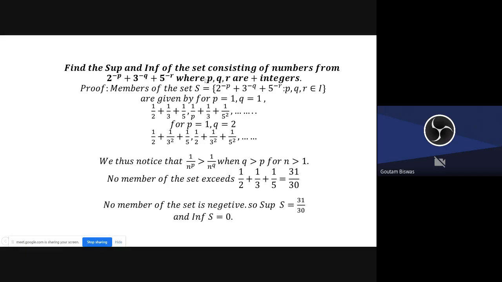And no member of this set is negative. So which one is the supremum? This one is the supremum. And the infimum does not belong to this set also, but infimum S is 0. So the greatest lower bound is this one, and the least upper bound is this one. Okay, so in this way you have to find out the infimum and supremum of a set.